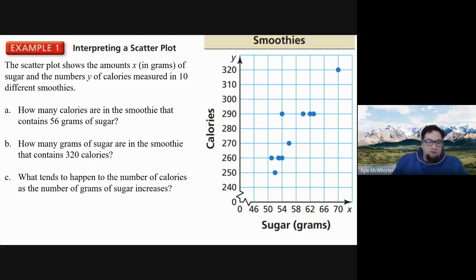The first question: how many calories are in the smoothie that contains 56 grams of sugar? Well, we need to find where on the graph is 56 grams of sugar. So 56 grams of sugar would be right here, halfway between 54 and 58. Then we follow straight up and see what smoothie had 56 grams of sugar. That point right there represents it. Then we just look over to the side to see how many calories were in that smoothie, and that one had 270 calories.